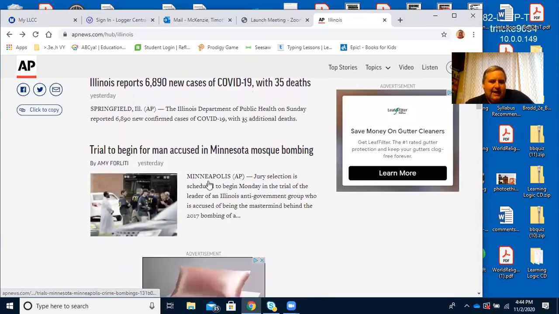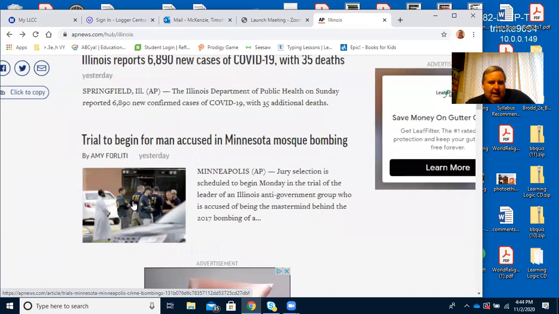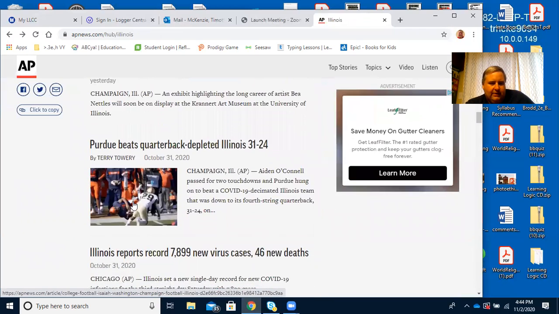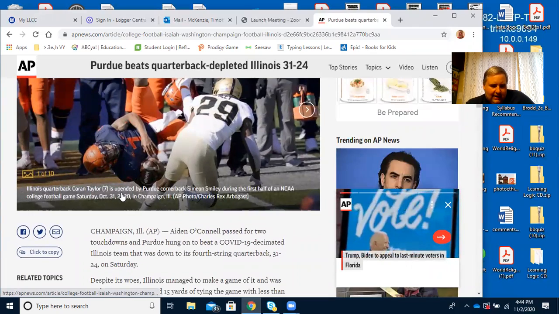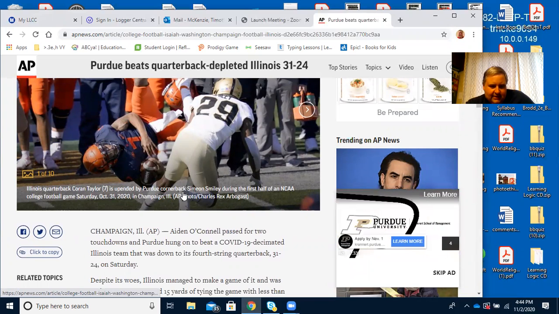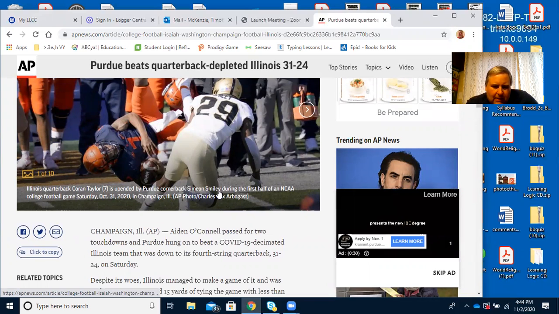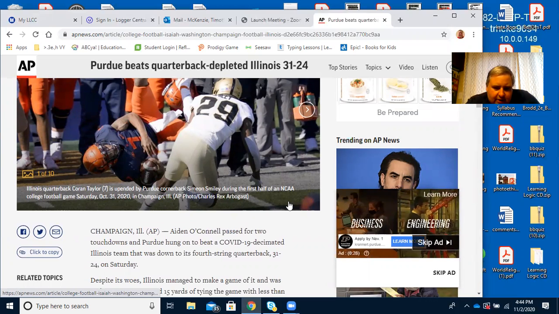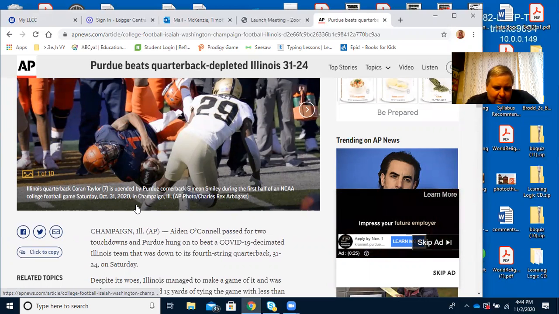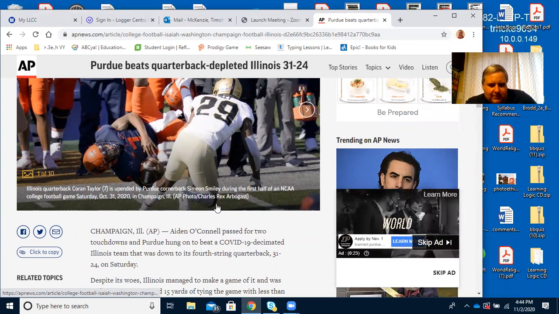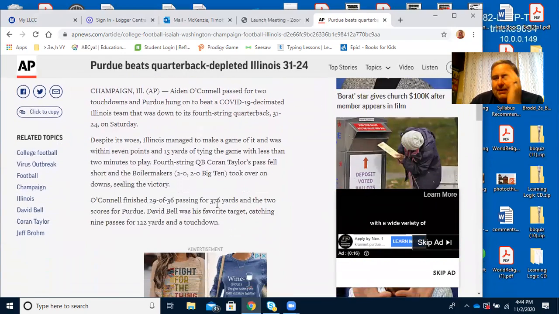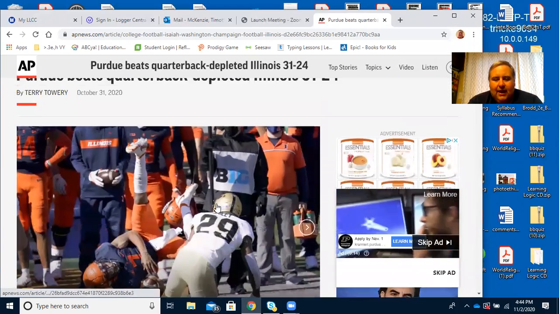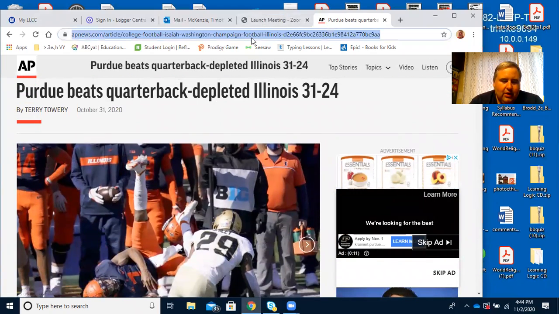Now, why do they do that? Here's another photo. We could just do this over and over again. Illinois quarterback, number 7, is upended by Purdue cornerback Simeon Smiley during the first half of an NCAA game on Saturday, October 31st, 2020. This one does not have a second sentence. That's kind of rare not to have it. When I have you guys write them, I want you to write both, but that's just a little bit of the style. Now, why do we do this?